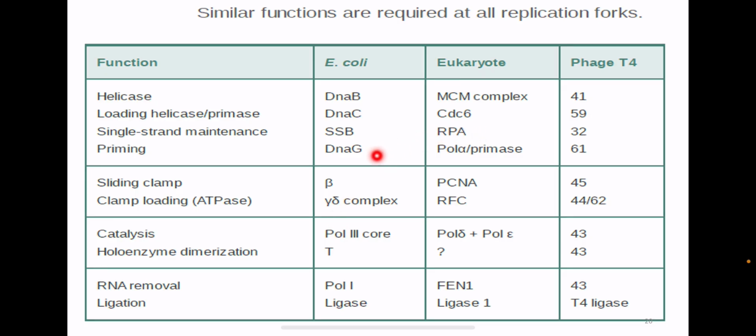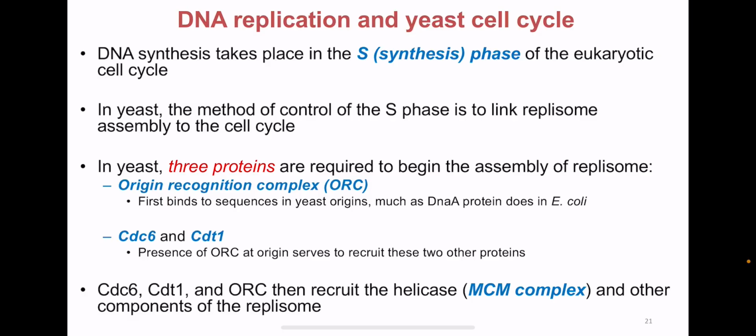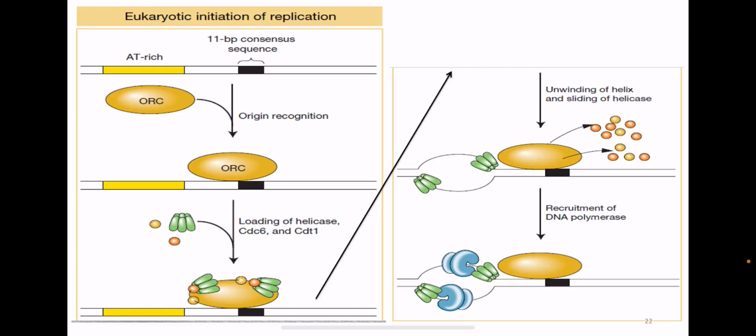And RPA, this is the maintenance. The little proteins on the single strands, in prokaryotes they are the single strand binding proteins, and in eukaryotes they are called RPAs. The primers in prokaryotes are the DNA genes, that's like the primase or the RNA primer. In eukaryotes it is polymerase alpha. Because it has a priming activity, we call it polymerase alpha primase.